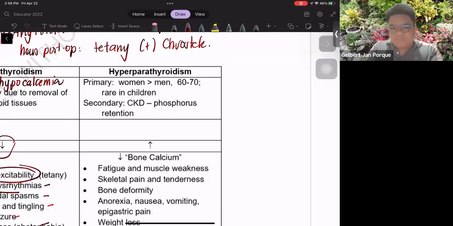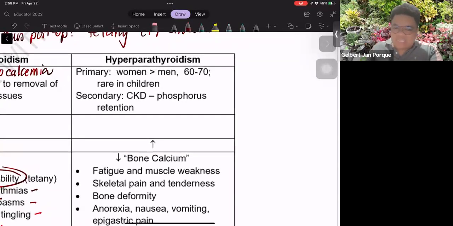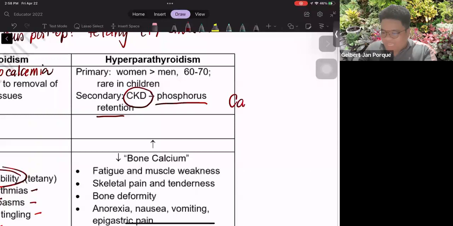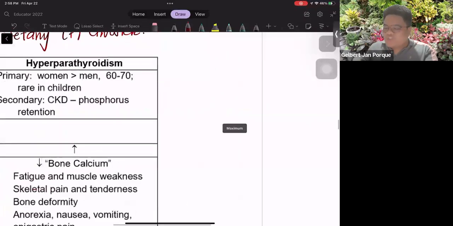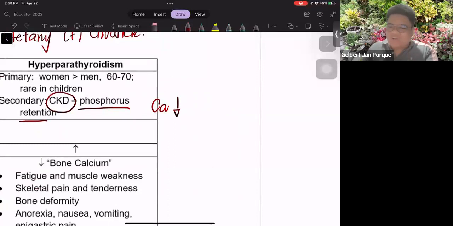It's rare in children. When I talk about secondary hyperparathyroidism, it's more common because of CKD, chronic kidney disease. Because of chronic kidney disease, class, there is phosphorus retention. Now, if phosphorus is retained, which electrolyte is affected when there is a lot of phosphorus? Calcium. Okay? Meaning calcium decreases. Because calcium decreases, what will the parathyroid do?